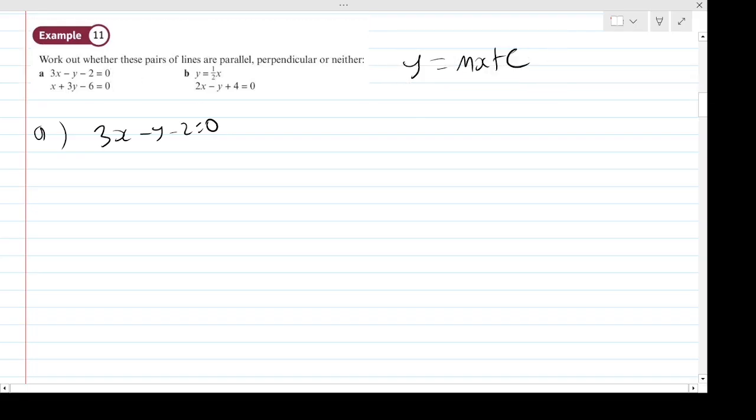So let's rearrange this first one then. If I move the y to the other side, I'm going to get y is equal to 3x minus 2. But there we are, cool. The gradient there is 3.